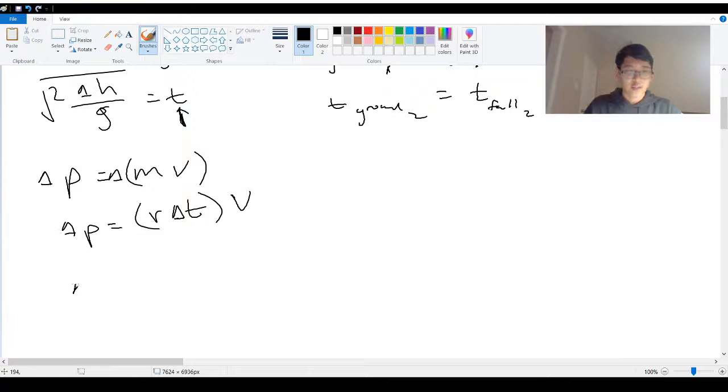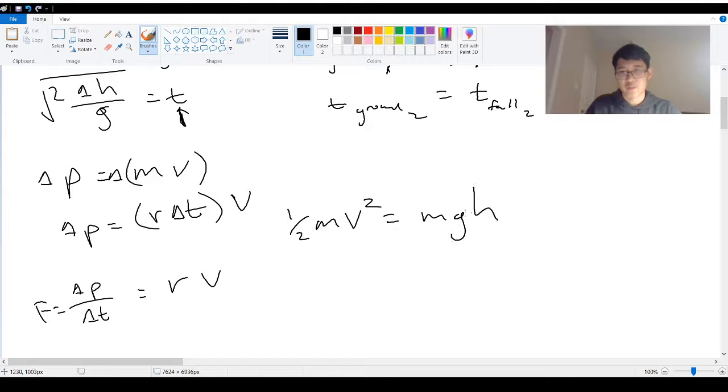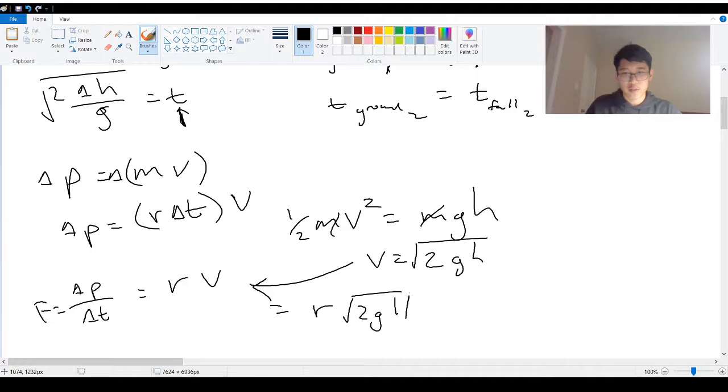Now remember that change in momentum over change in time is equal to the force, right? So if we divide by delta t, we get R v, since the delta t cancels out. And you can easily calculate this velocity from conservation of energy. So 1/2 m v squared is equal to m g h, so the m's cancel out. v is equal to the square root of 2gh. If we plug that back in, that gives us R times the square root of 2gh.